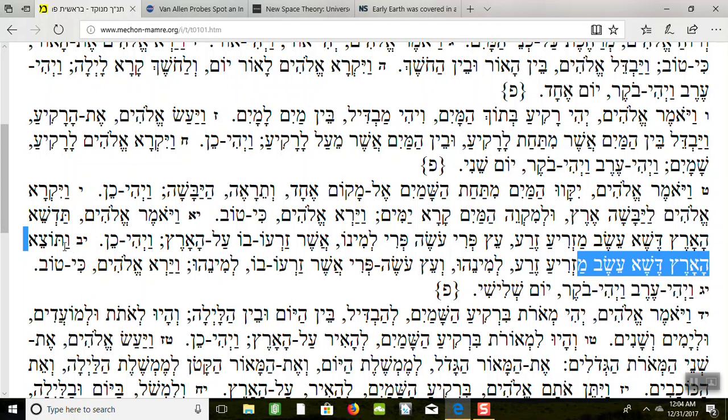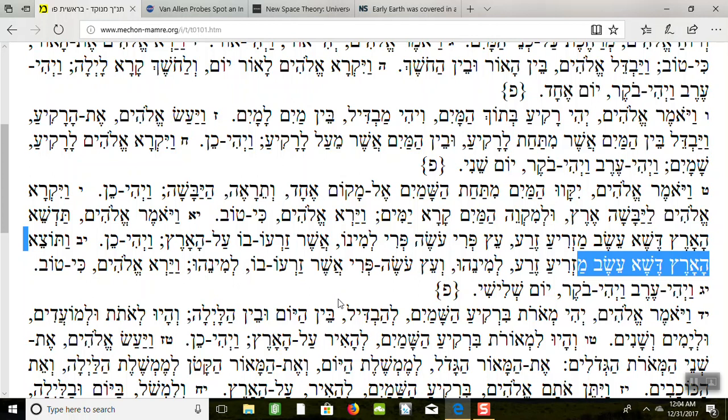Vatotze haaretz deshe esev mazria zera lemino ve'etz oseh pri asher zaro vo lemino vayar Elohim ki tov. All right. So again, he said it previously, and now he made everything that we know, every plant, every fruit, everything agriculture. This was done here.